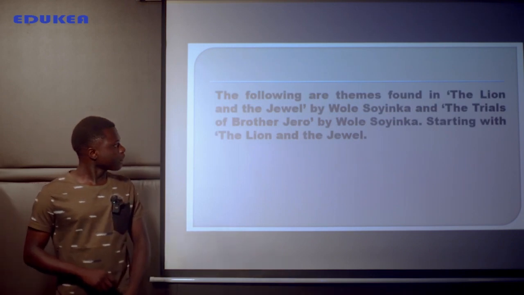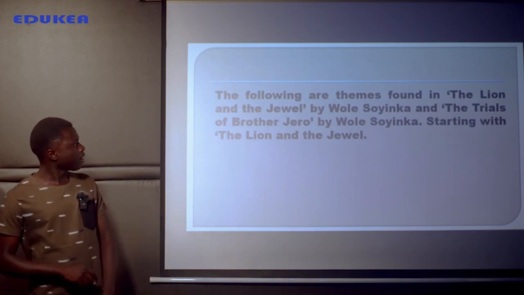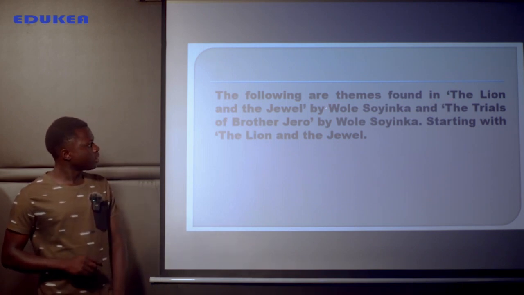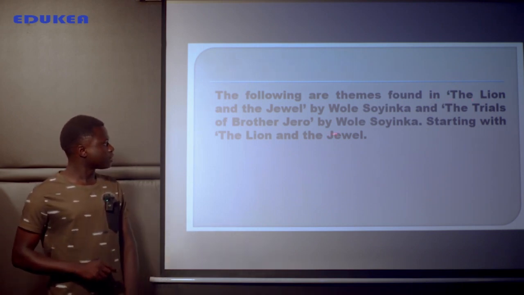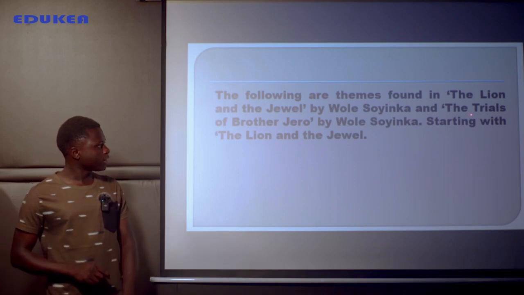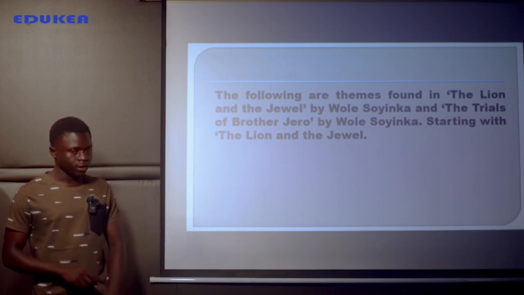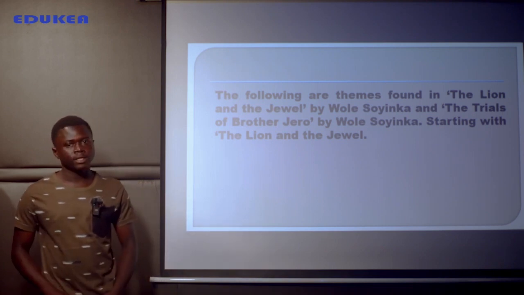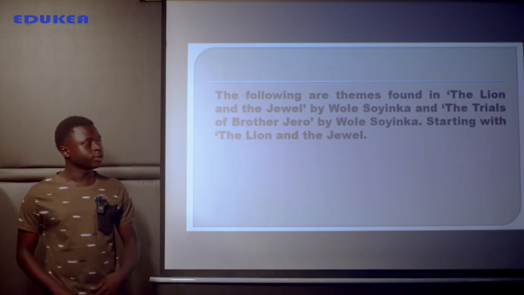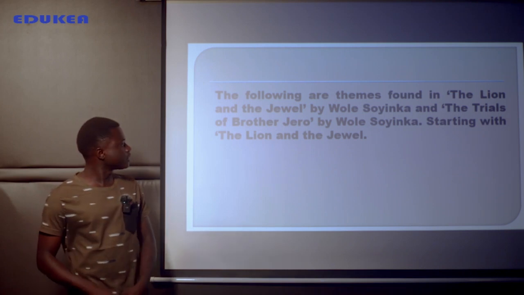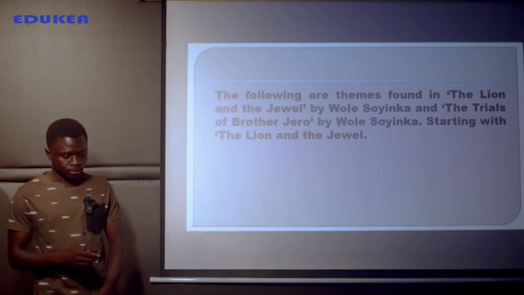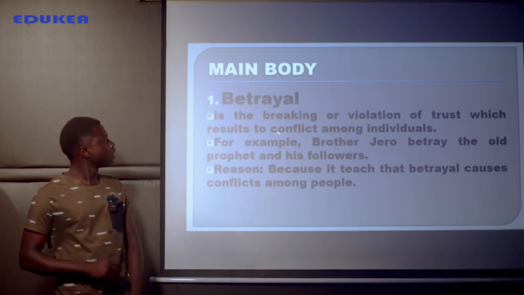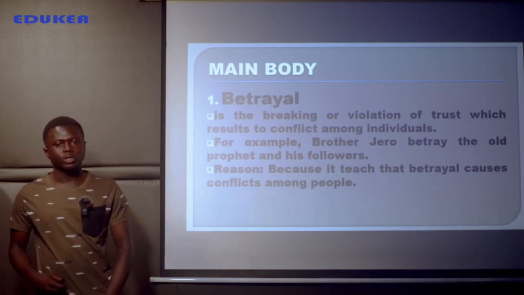And we are moving on. The following are themes found in The Lion and the Jar by Wole Soyinka and The Trials of Brother Jero by Wole Soyinka, starting with The Lion and the Jar, as our question needs us to show themes found in these 2 plays. So we are now going to start with the first play, which is The Lion and the Jar. The first theme is betrayal, usaliti.